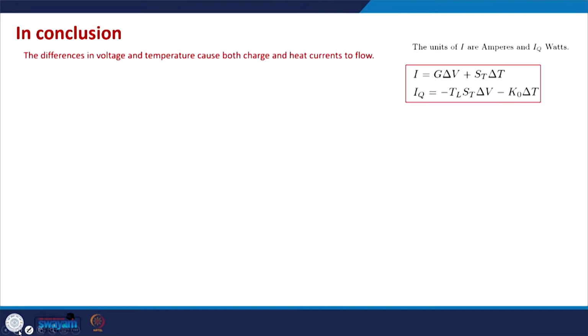So, in conclusion, what we can say is that always the electric current, the charge current, and the heat current are accompanied with each other, and both of them depend on the applied voltage and applied temperature gradient in the system.